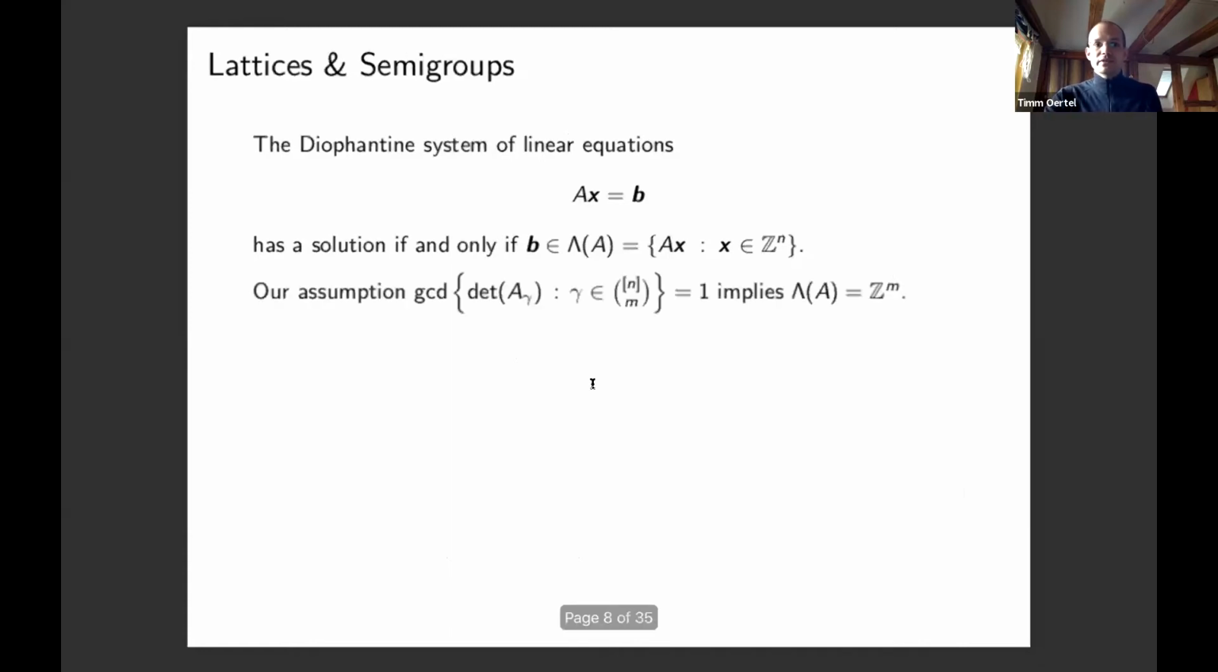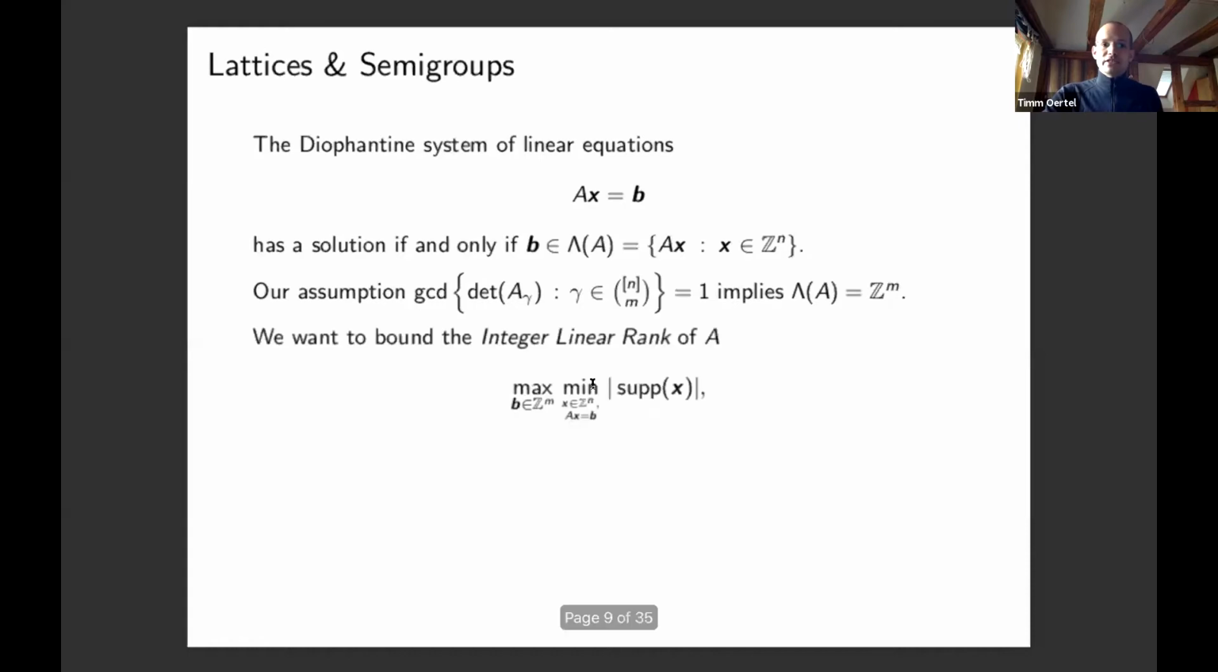And by our assumption that the GCD of all the minors is equal to 1, this is nothing else than just having the assumption that the lattice spanned by the columns of A is equal to the standard lattice in n dimensions. And the value that I now want to bound, in relevance to the classical rank, is what we call the integer linear rank of A.